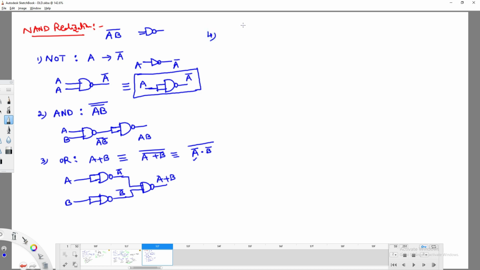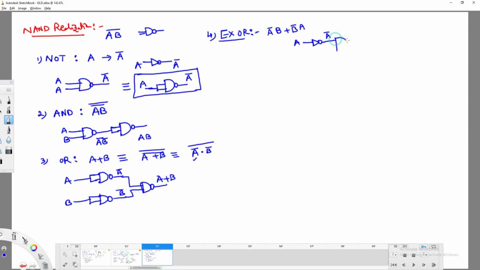Let us take one more, the XOR gate. XOR gate means A bar B plus B bar A. So here, for example, if I try to construct the simple thing, let me take A as input, and I am going to get A bar as output.